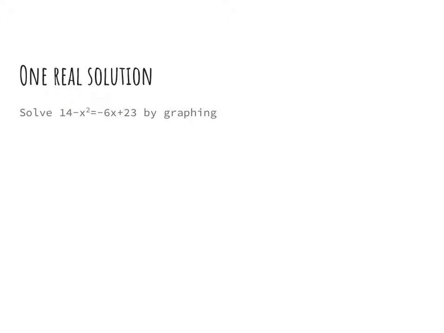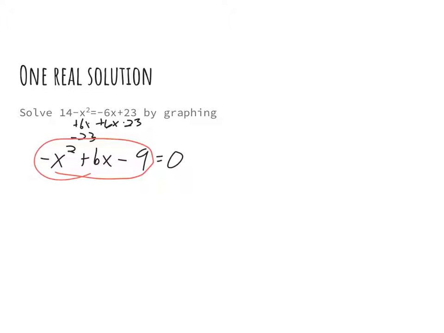Now we're going to give some examples of one solution. So here we've got this equation. Again, we have to get it equal to 0. So what we're going to do is add 6x to both sides and subtract 23. So it's going to look like -x squared plus 6x, 14 minus 23 should give me a -9.